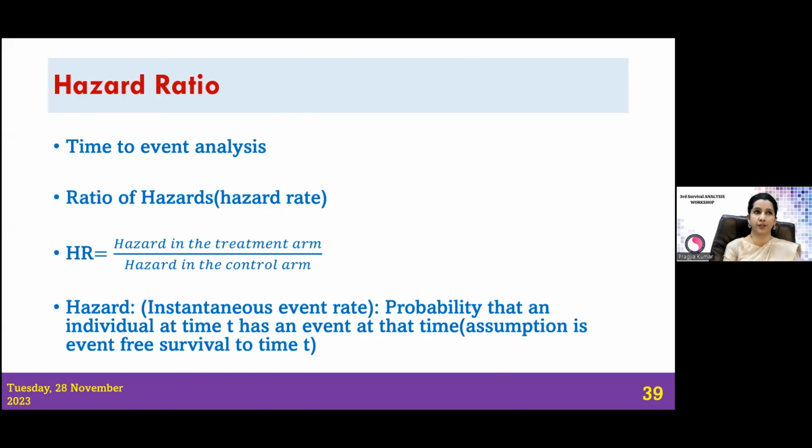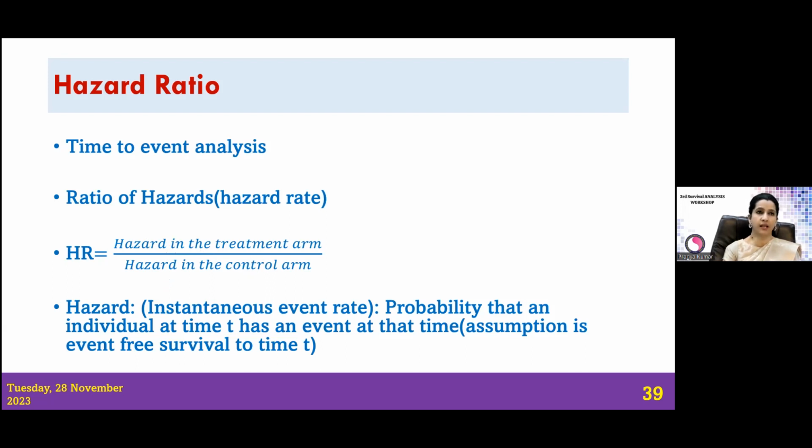So now hazard ratio. We know that it is the time to event analysis. And here, how do we express the hazard ratio? In the numerator, we take the hazard in the treatment arm. In the denominator, we take the hazard in the control arm. And if you are calculating it across gender, then you have to take a reference category. If it is a categorical variable, the reference category is always there in the denominator. So the hazard may be in the male as compared to the female, if you are taking female as the reference category.